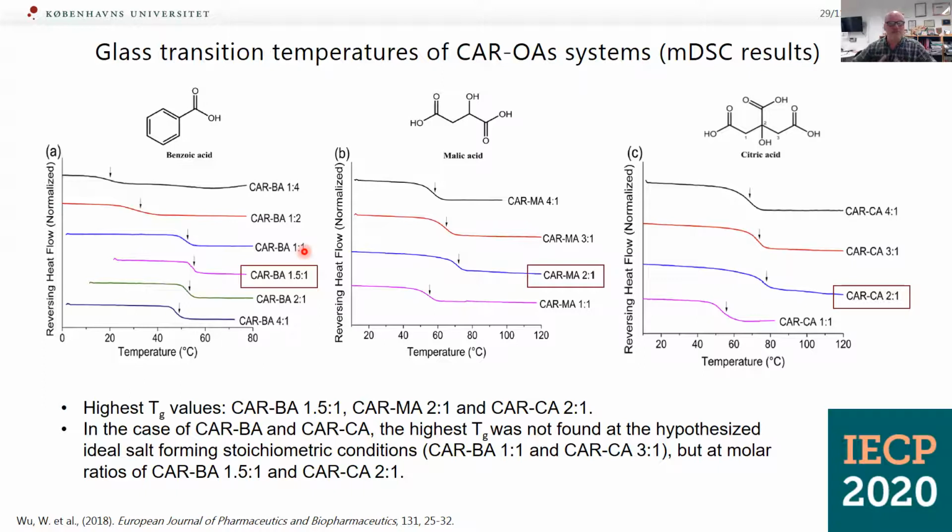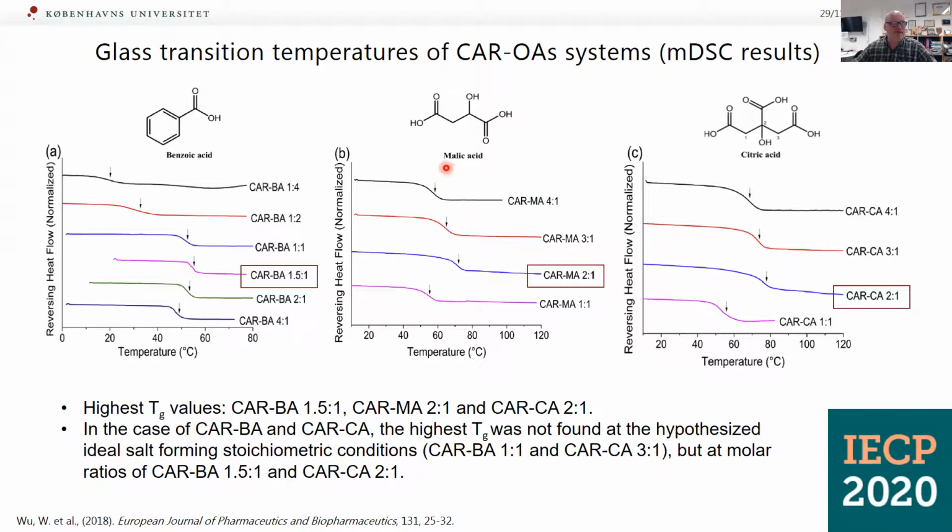And we thought that, okay, this should have the highest glass transition temperature. And then if we have an excess of one or the other component, because it has a lower glass transition temperature, it will lower the overall Tg. But this is not so, because the carvedilol benzoic acid 1.5:1 system had a higher glass transition than the 1:1 system. And so it's not the stoichiometric ratio between drug and organic acid that is decisive here.